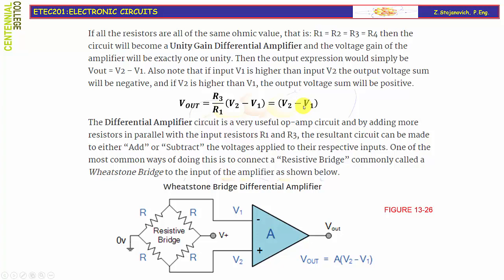The differential amplifier circuit is a very useful op-amp circuit, and by adding more resistors in parallel with the input resistors R1 and R3, the resultant circuit can be made to either add or subtract the voltages applied to their respective inputs. One of the most common ways of doing this is to connect a resistive bridge, commonly called a Wheatstone bridge, to the input of the amplifier as shown below. A lot of sensors come in the form of a resistive bridge, and in this case such a configuration will be used to amplify the difference between different branches of the resistive bridge.